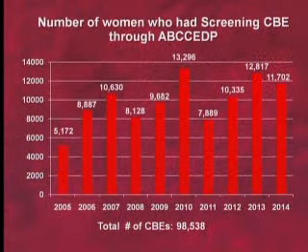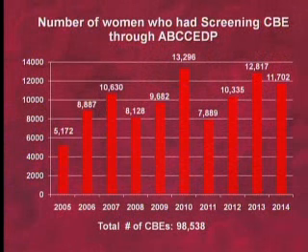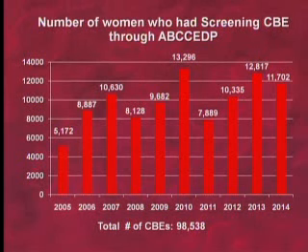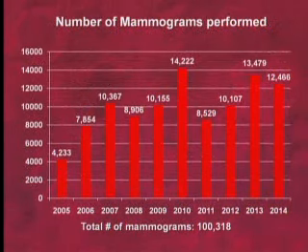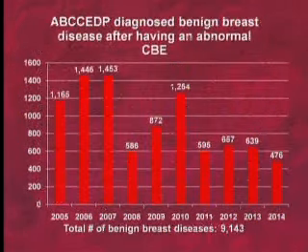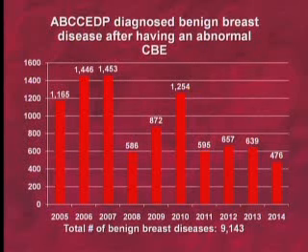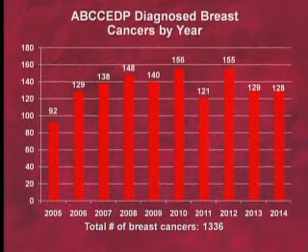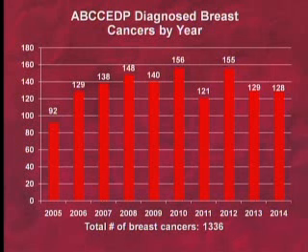I just wanted to show these numbers through our breast and cervical cancer detection program in Alabama. From 2005 through 2014, the nine-year history of these statistics, the total CVEs is 98,538. The number of mammograms performed is 100,318. This was the part I wanted us to show: benign breast disease from abnormal CVEs, and that's 9,143. With breast cancer as the next slide at 1,336. So we're about a 1-to-9 ratio there. This is over the course of 9 years.